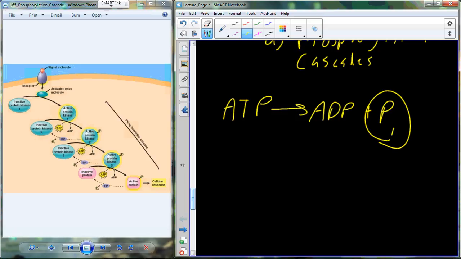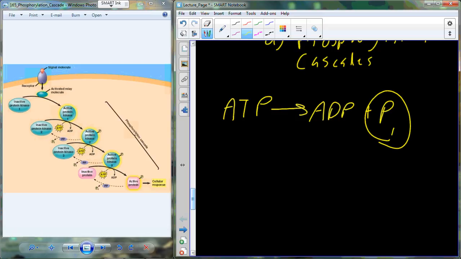It adds a phosphate. So if I'm going to tell you about a phosphorylation cascade, what should you expect to see happening? I'm going to expect to see some phosphates being added. Typically, what type of enzyme phosphorylates? Does anyone remember the name of the first enzyme in glycolysis? Hexokinase. The hexo refers to the fact that it's a 6-carbon sugar. So forget about the hexo, what kind of enzyme phosphorylates? A kinase. All right, now we're making some progress.